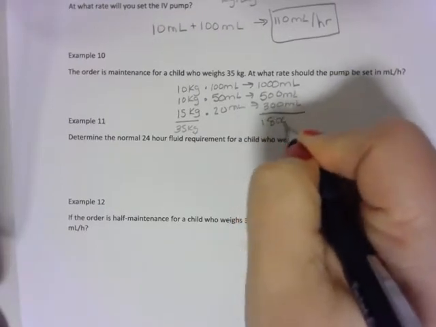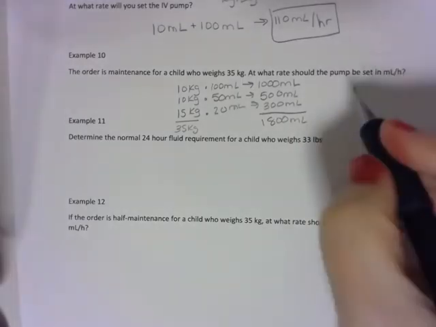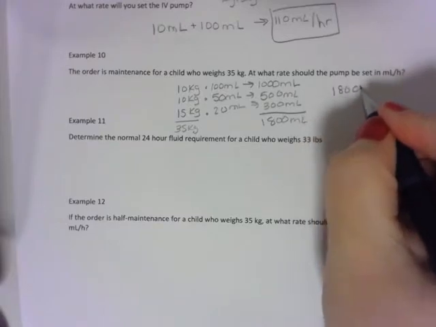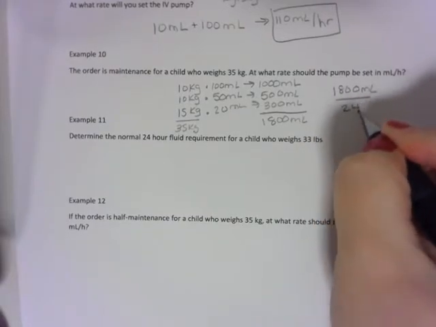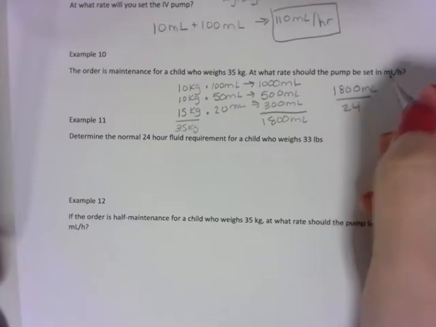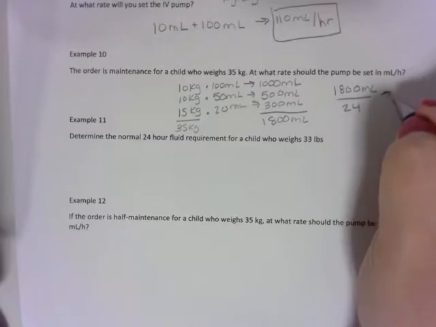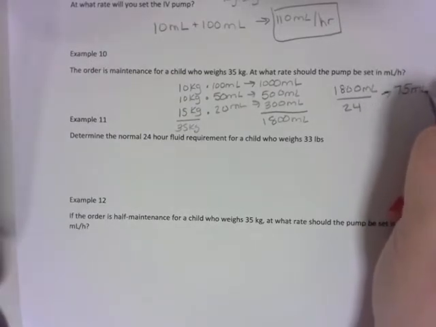So that's 1,800 mLs given over 24 hours. So I'm going to take my 1800 mLs divided by 24, and I get my pump setting at 75 mLs per hour.